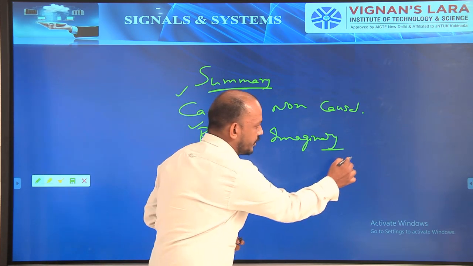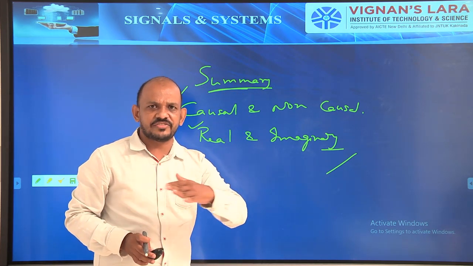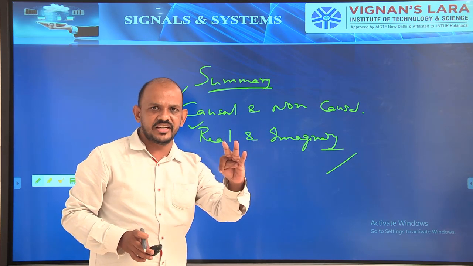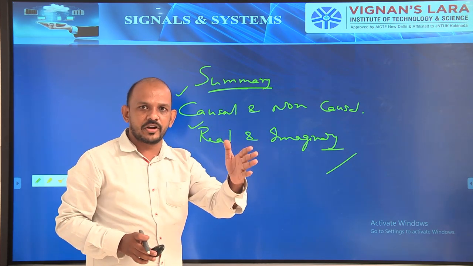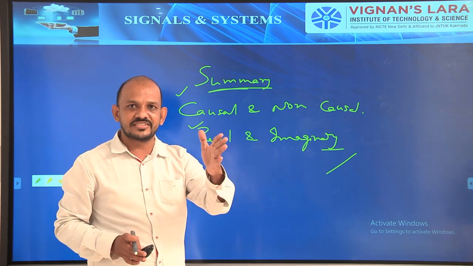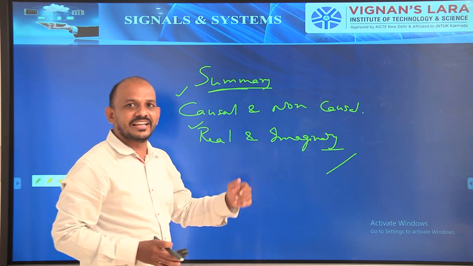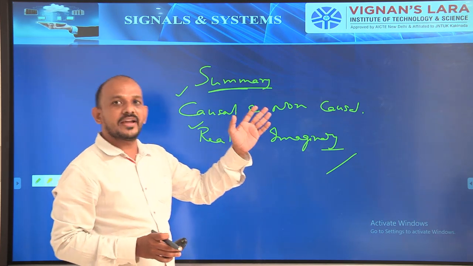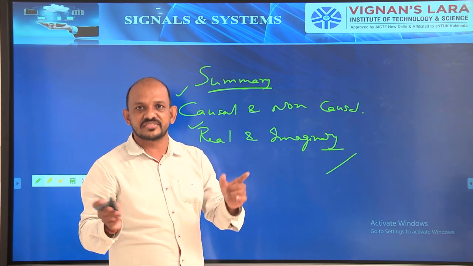So up to now we finished the classification of signals. I explained all the classification of signals, that is continuous and discrete, deterministic and non-deterministic, periodic, aperiodic, power and energy signals, even and odd signals, causal and non-causal signals, and the last one is real and imaginary signals. With this we completed the topic of classification of signals.